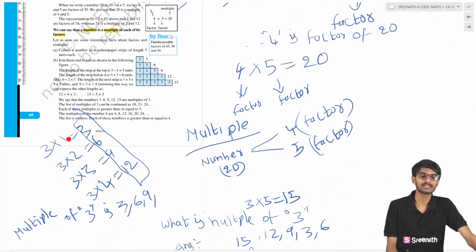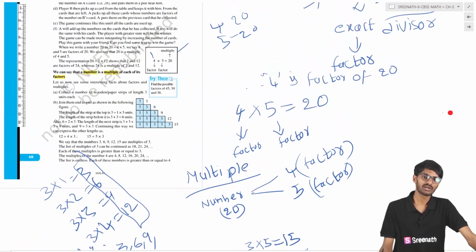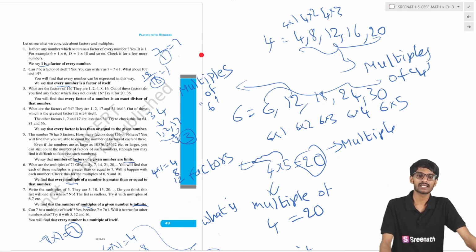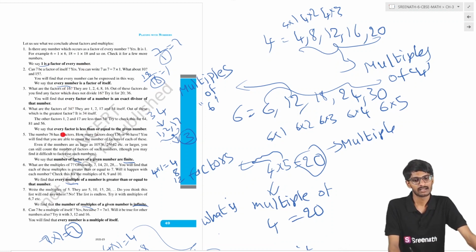Simply, if you want the multiples of 3, you can write the 3 table. If you want the multiples of 4, you can write the 4 table. If you want the multiples of 5, you can write the 5 table. The values in the 5 table are the multiples of that number, students. And 1 is a factor of every number. Every number is a factor of itself. Every factor of a number is an exact divisor of that number, and every factor is less than or equal to the given number. The number of factors of a given number is finite, and every multiple of a number is greater than or equal to that number.